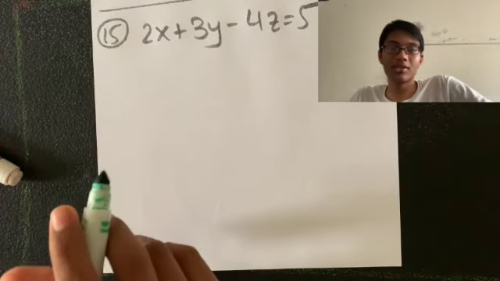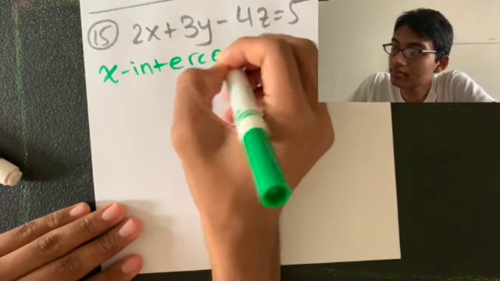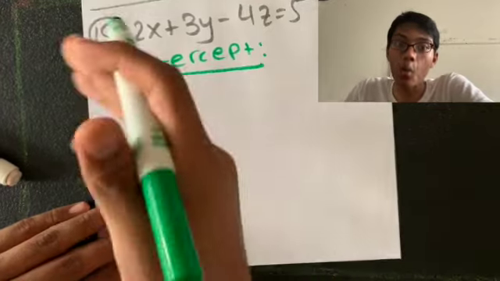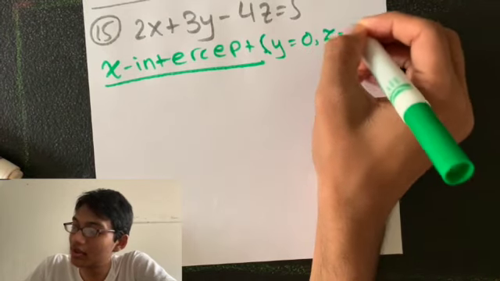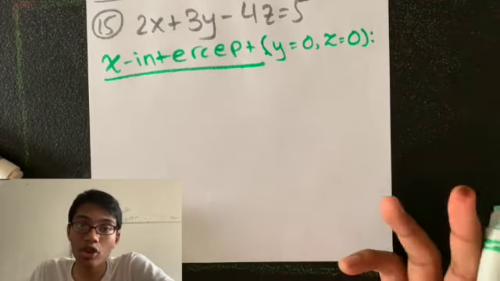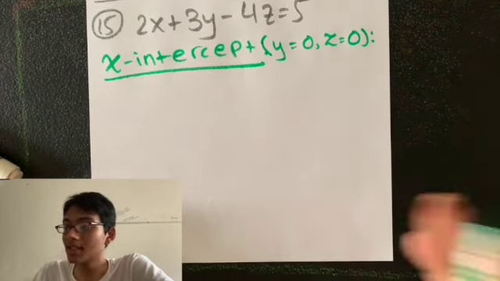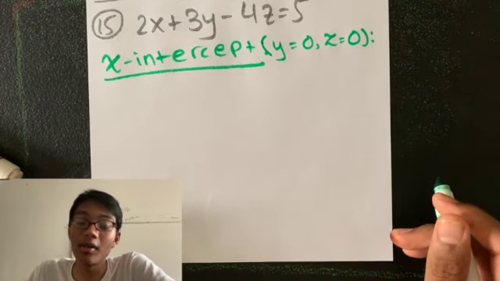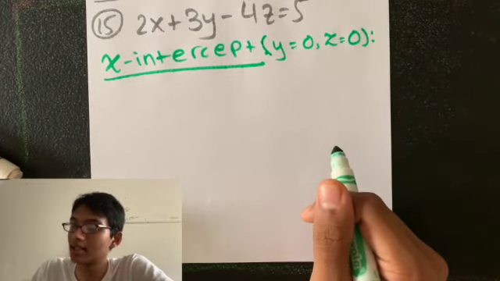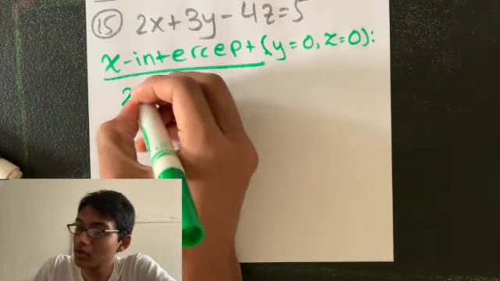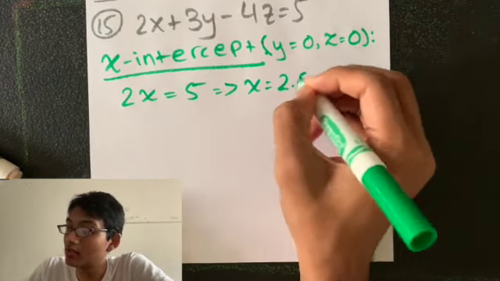For my x-intercept, I'll use green, sure, why not? So to find the x-intercept, I'm going to have to set y and z to 0, right? So for the x-intercept, y equals 0, z equals 0. It's almost like an electromagnetic charge in a vacuum: your rho and your J, your charge density and your current density, are both going to be 0. If you have no idea what I'm talking about, go ahead and check out our physics lectures. Okay, so I'm just going to have 2x is equal to 5, meaning that x is equal to 5 over 2, which is basically 2.5.